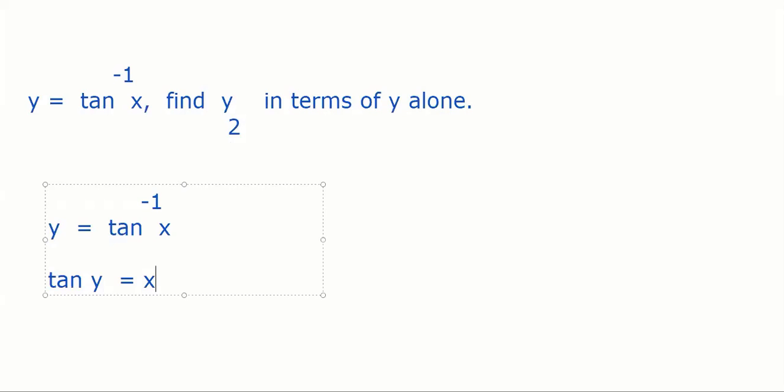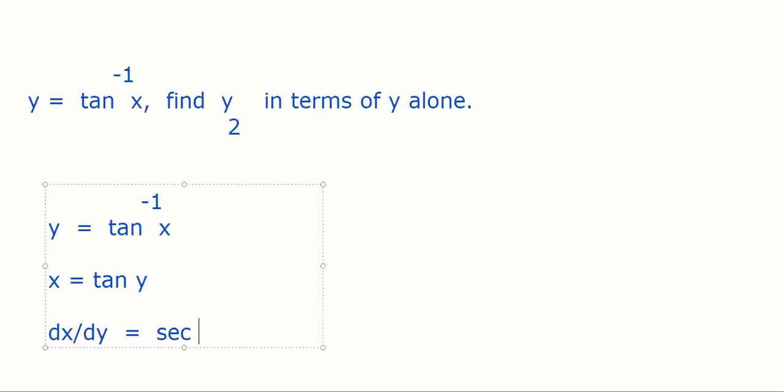And that is very important, guys. Inverse means what? So y equal to tan inverse x means x equal to tan y. Now, if we differentiate this with respect to y, it becomes dx by dy. What is the differentiation of tan y? Secant square y. So dx by dy is secant square y.